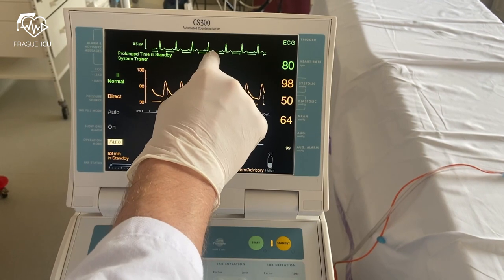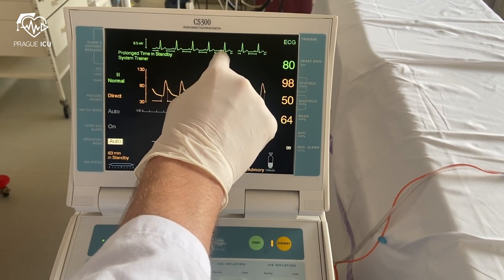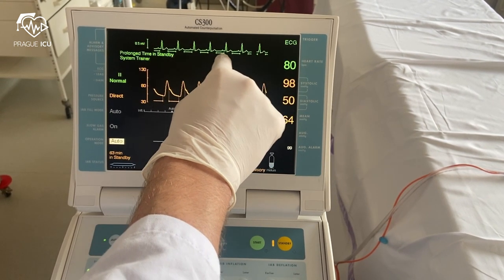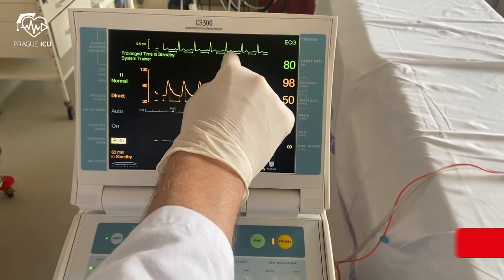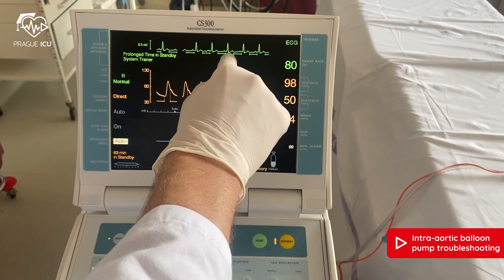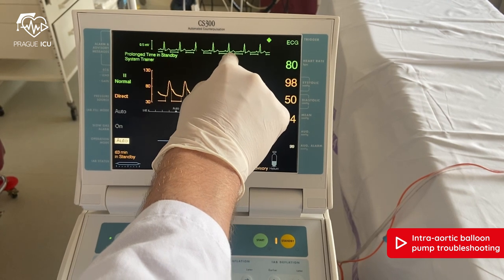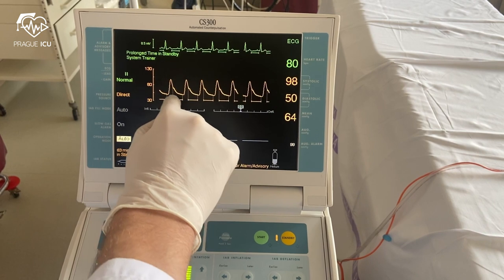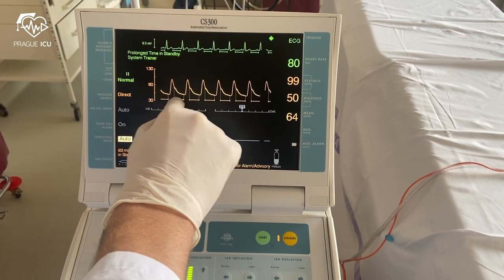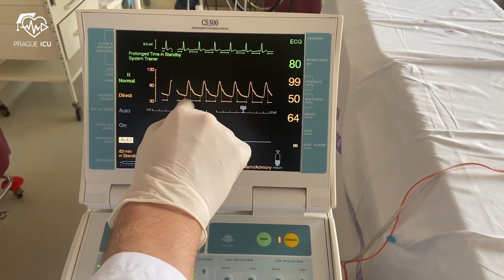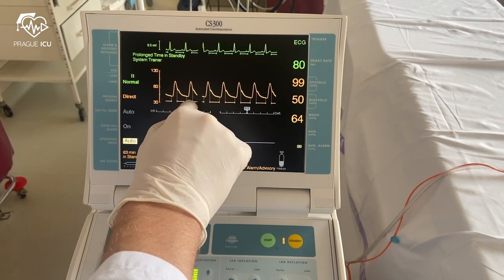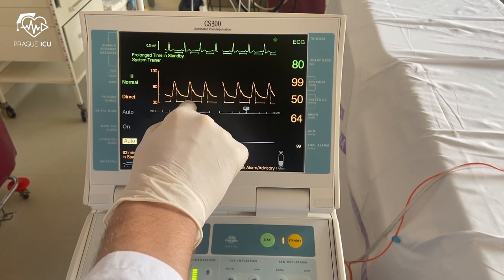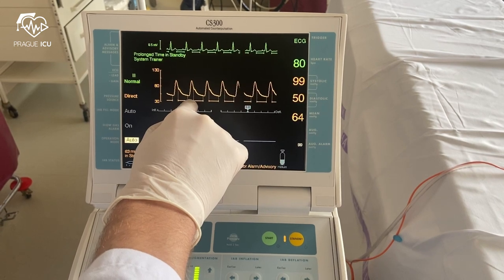Most frequently, we use ECG as the trigger for inflation and deflation. The horizontal line here refers to the diastole, during which the balloon gets inflated. Below is the arterial waveform, which is most commonly transmitted from the end of the fiber optic cable. The horizontal line here starts at the dicrotic notch, which corresponds to closure of the aortic valve.